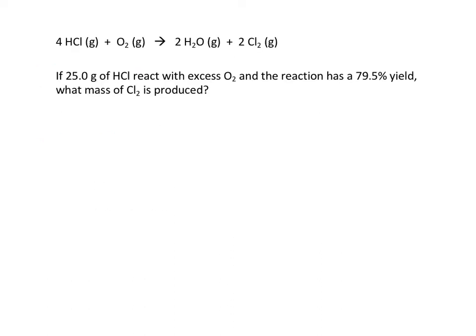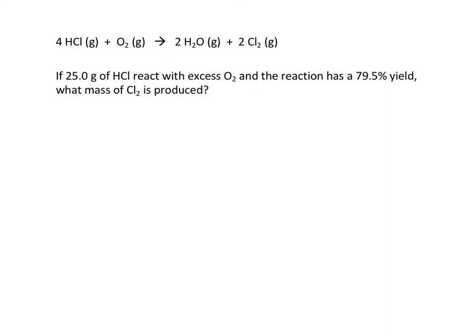And so I have two examples related to percent yield. In the first case, we're told that 25 grams of HCl is reacting with excess oxygen, and we're told that the reaction has a 79% yield, and so they want to know what mass of Cl2 is produced.